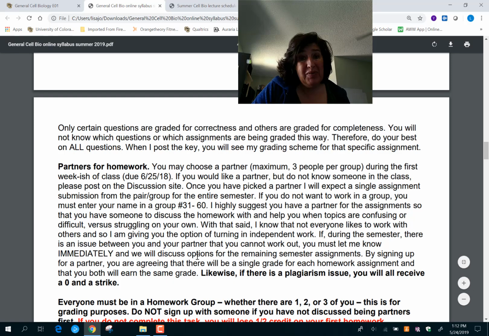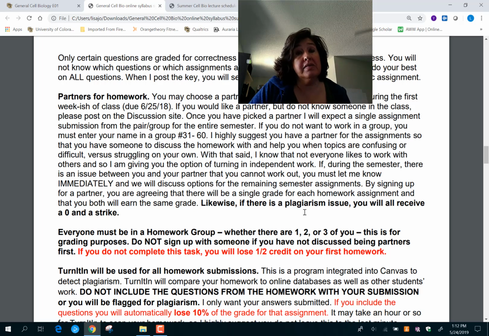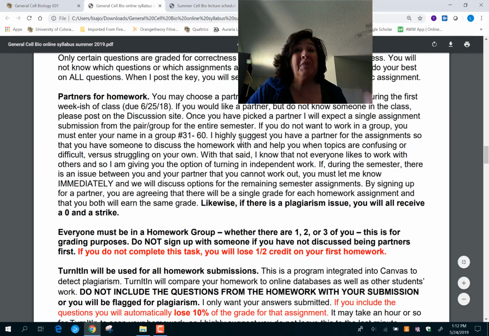The other thing, and we'll talk about this, is a plagiarism issue. If one person plagiarizes on the homework, you will all receive a 0 and you will all receive a strike. So if you need help because you don't understand a homework question your group assigned you, ask for help. Don't go try to look it up and copy something. It'll not only affect your grade, it'll make people upset with you.